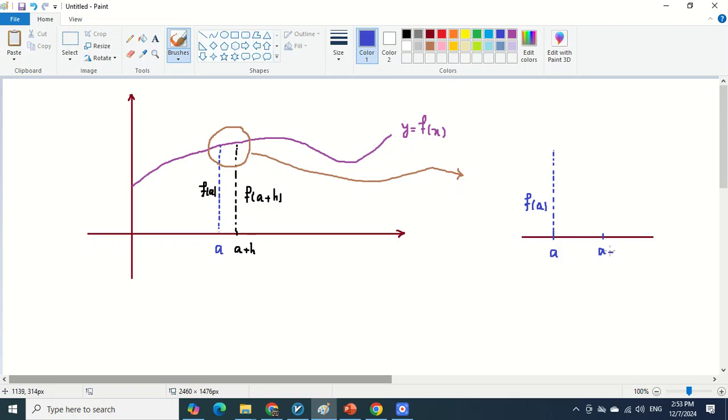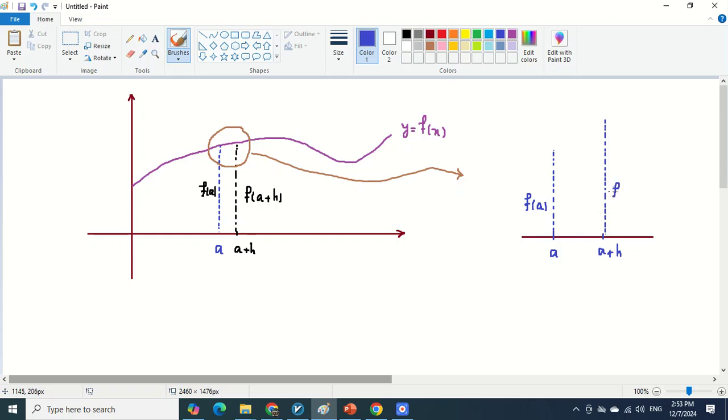This point could be considered at the left side of A as well. It doesn't matter whether it's on the right side or left side, so I just put it at the right side because it's easier to sketch. So this point is A plus H. I mean that this H could be a negative value, not only the positive value should be considered.